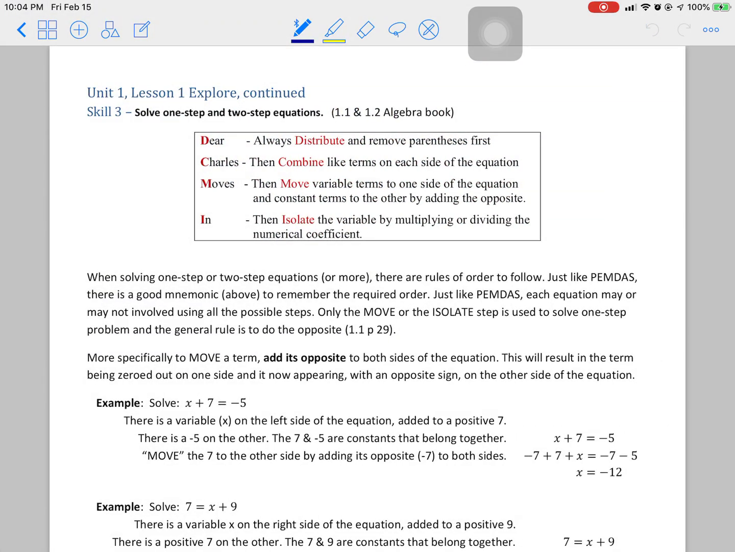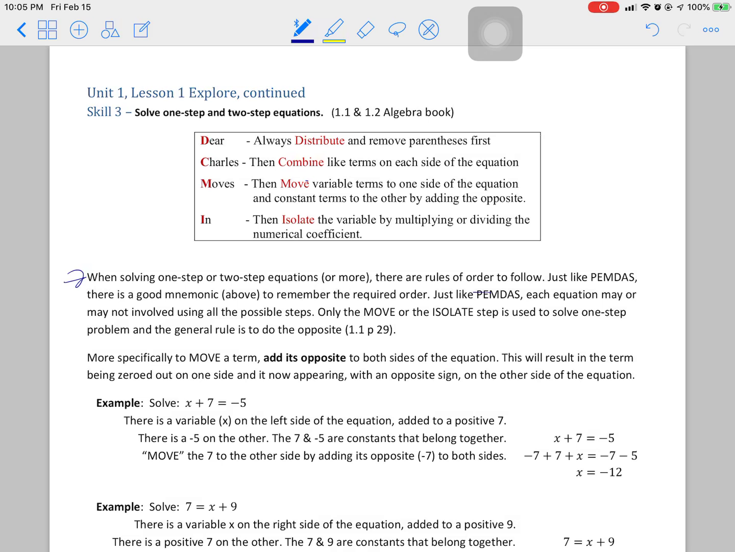All right, page 3. Distribute and remove parentheses. Then combine like terms on each side. So we're distributing something here equals something else over here. So we need to just handle that distribution by itself. We also need to handle any combining like terms by themselves before we start moving across the equation or across the equal sign, okay?